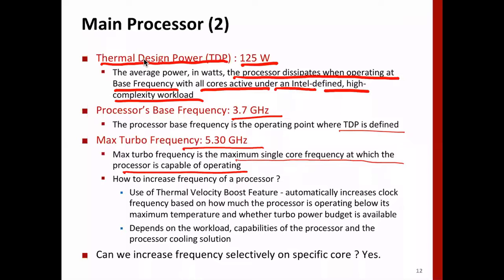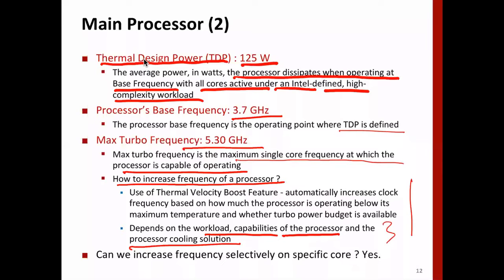Okay, all right. So how do we increase the frequency of the processor? Of course, we have studied this in the last class. Basically, we can measure the temperature and we can measure different things, say power consumption, etc. If the system allows, and if the load also demands, or the task demands a higher clock speed, then it can be increased. So it depends on workload, the capabilities of the processor, and also the processor cooling situation. These points we have discussed in the last class.